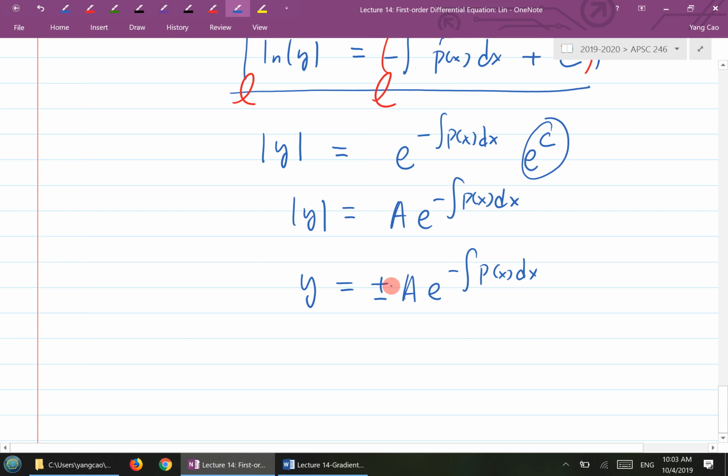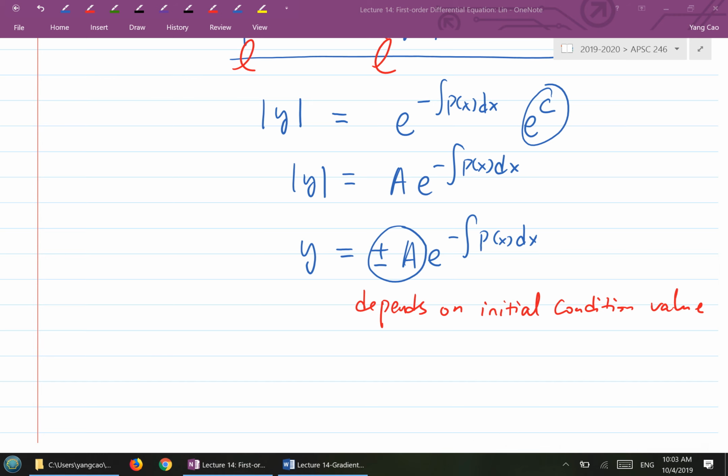So this term depends on the so-called initial condition value. In other words, I don't really have to carry this positive and negative sign all the time. You could just call this positive and negative A as B.